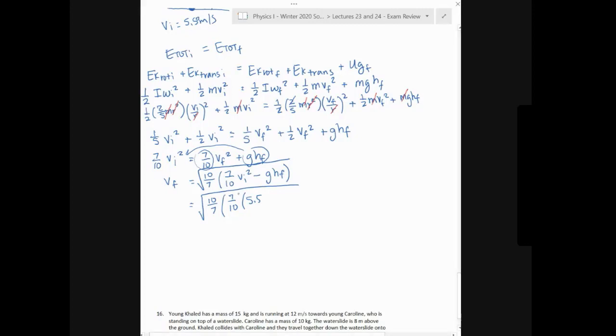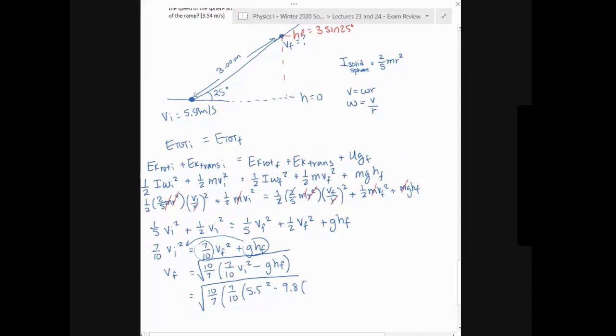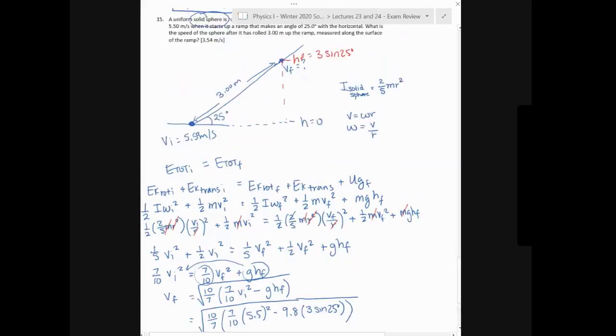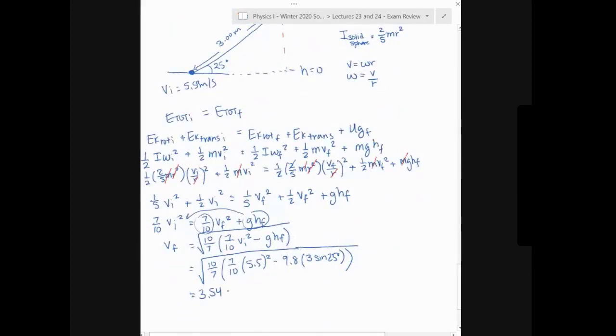Sorry about that. Okay, so V initial squared minus G, and then we already said H final was 3 sine 25. So it's really, really important that we remember when something is rotating, that we include rotational kinetic energy in our formula. Yep, and I'm getting 3.54 meters per second.